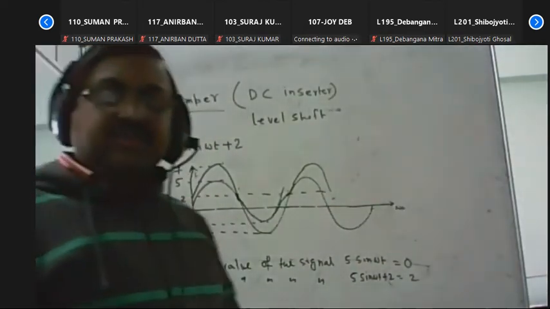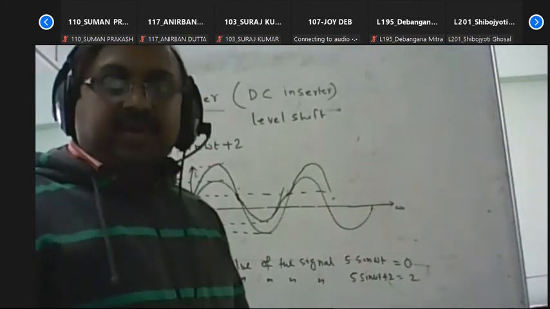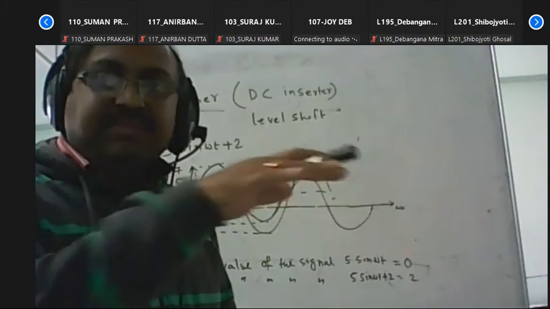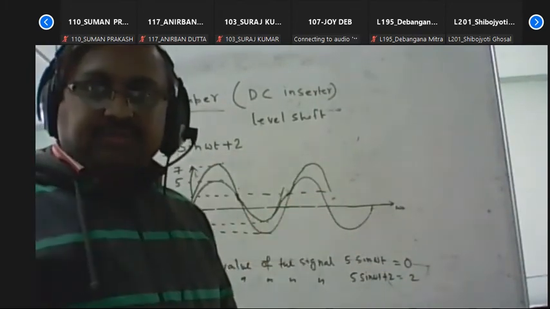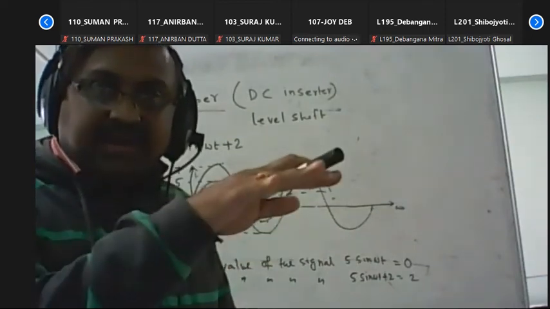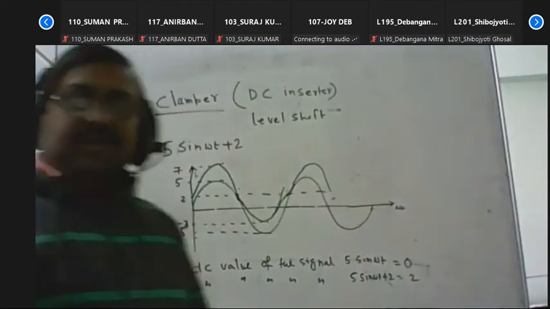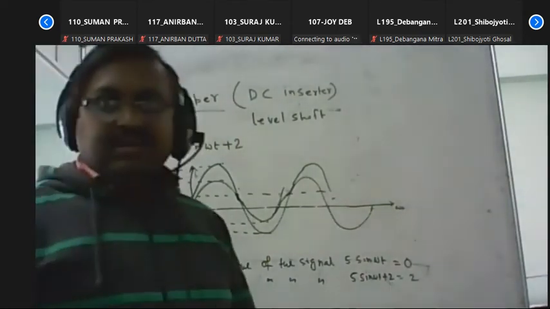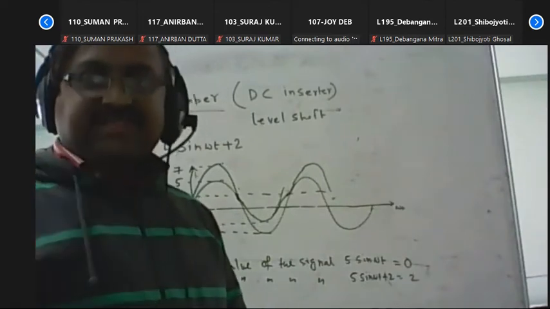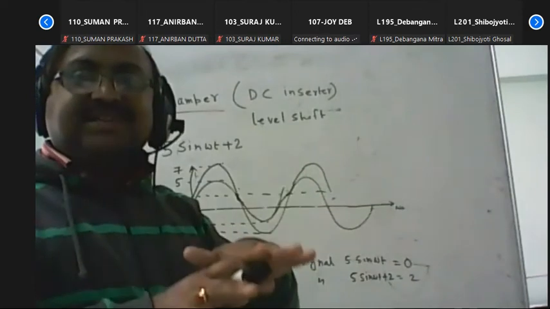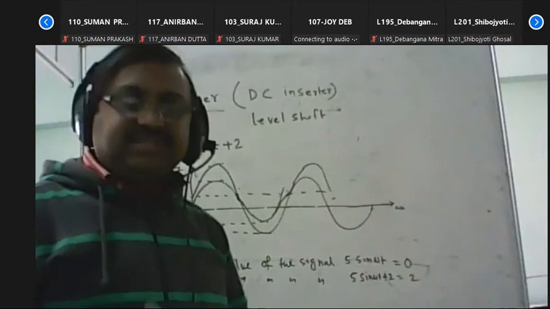In the clipper circuit, we have seen that the waveform pattern changes. If you apply a square wave, we can get a distorted sine wave, or a square wave, or a distorted square wave like this. But in the case of a clamper circuit, no change of form occurs. The waveform pattern will be the same. The clamper circuit only adds some DC level to the input signal.